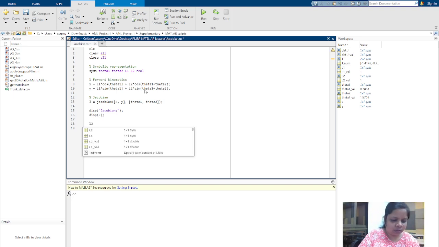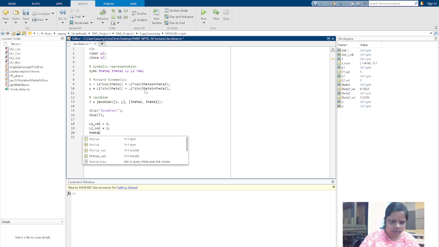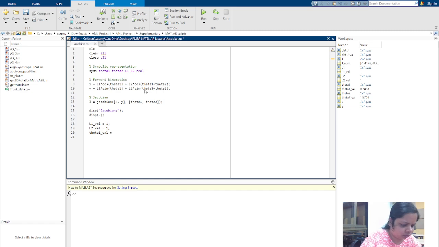Now I'll define the values. Since I have already used L1 as symbolic, I'll not use that again. I'll write L1 val for taking the value. And let's say I take it to be 1. L2 val, I also take it to be 1. And then for now, let's say I take theta to be pi by 4.